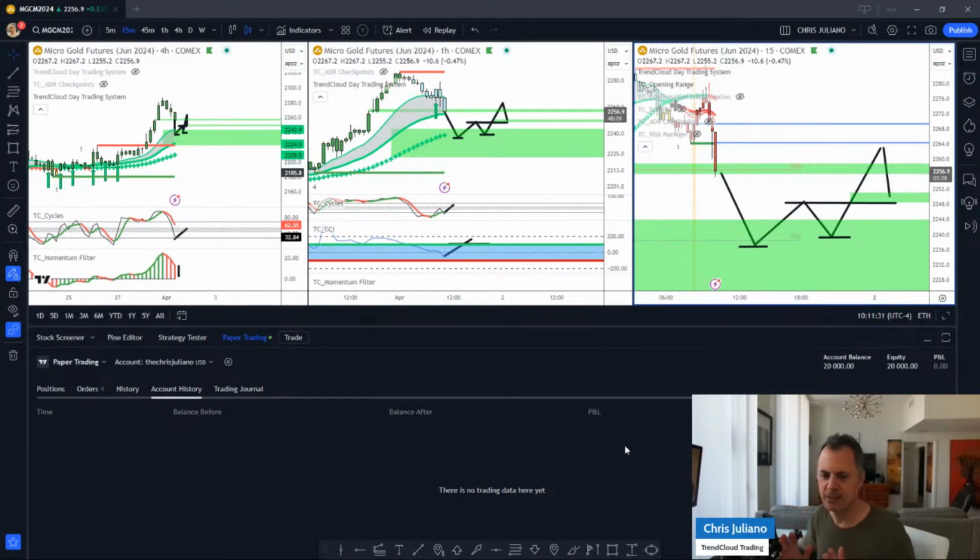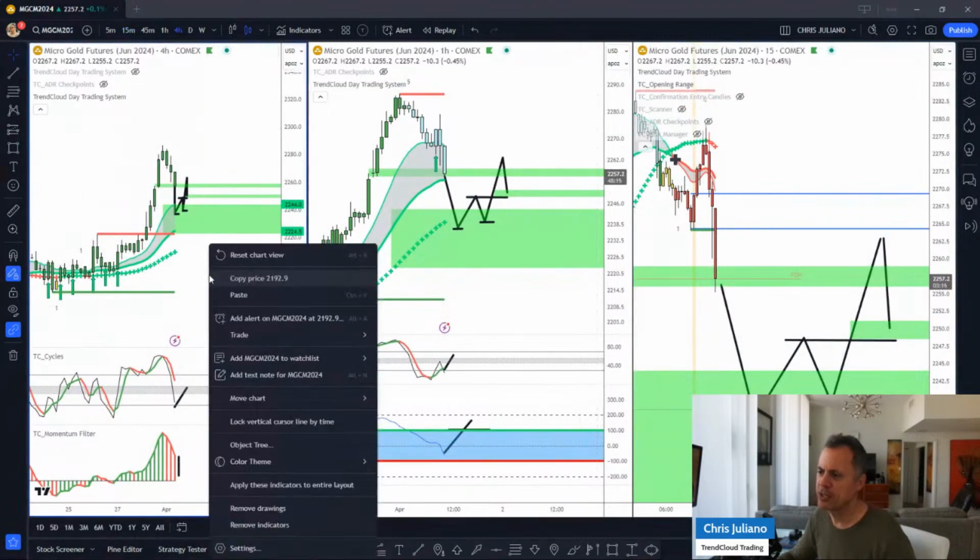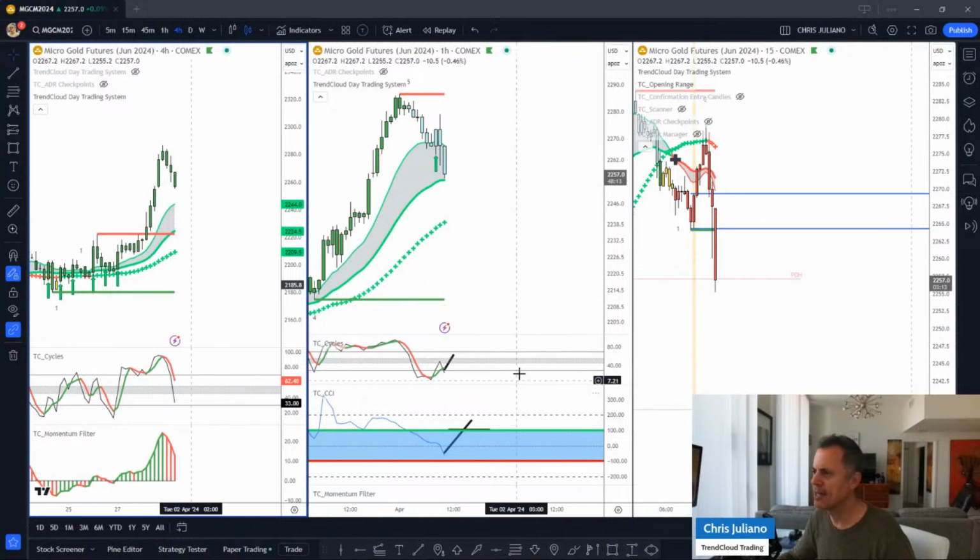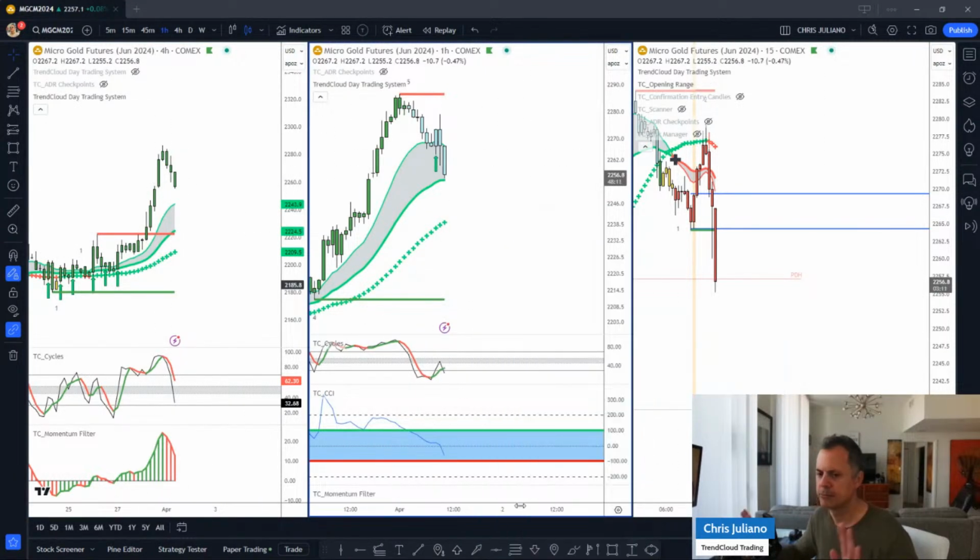Trend and momentum. Trend and momentum across multiple time frames. That's what gets us consistently profitable. Just follow that rule. Let TrendCloud be your eyes on the chart. You got yourself a consistently profitable system there.